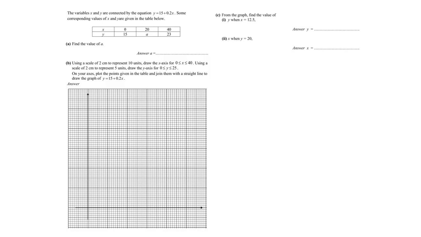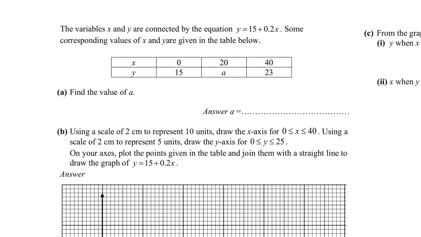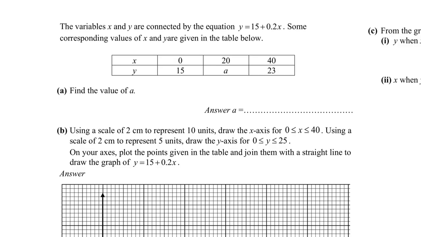So I'm going to zoom in for part A first. For part A, we are given this equation y equals 15 plus 0.2x, and we are supposed to find the value of a given this table of values. So let's see, how can we do that? Well, given this equation, I hope you can see that x is equal to 20 when y is equal to a.